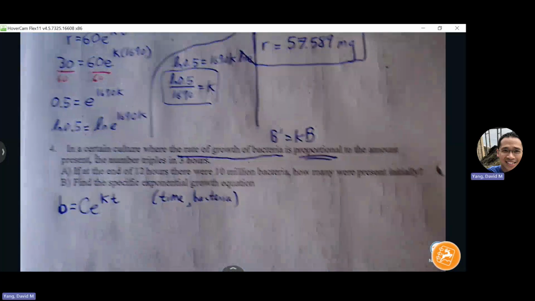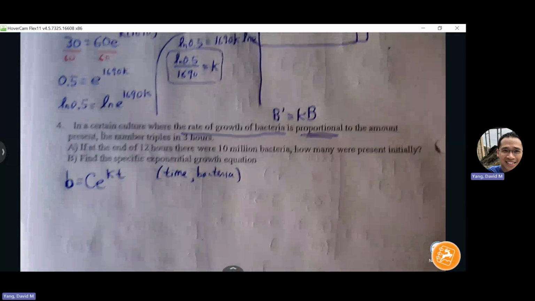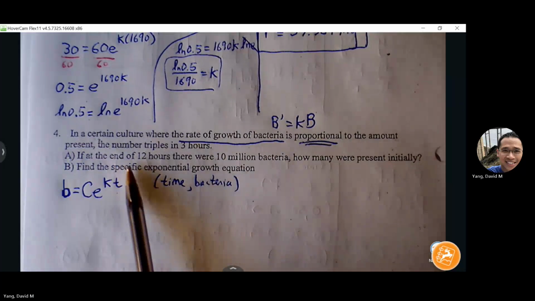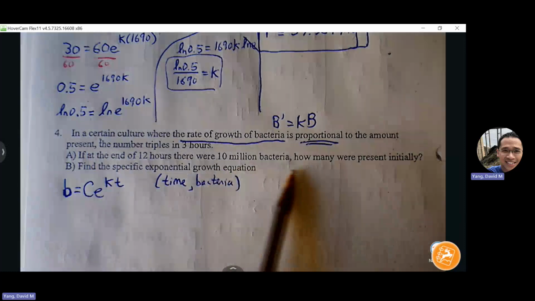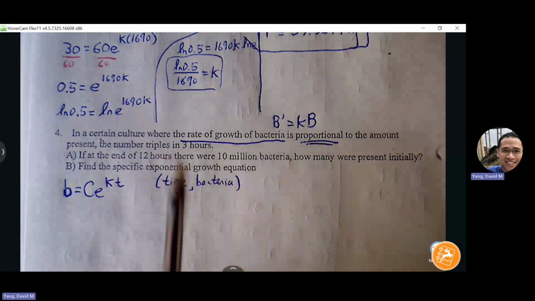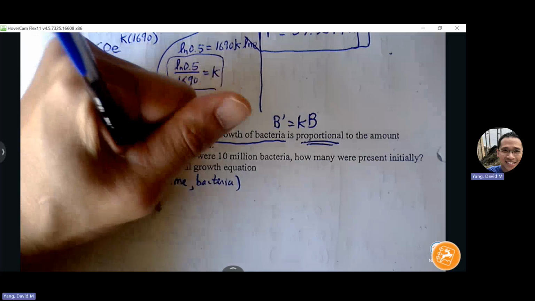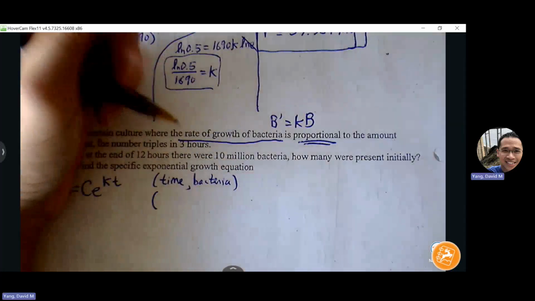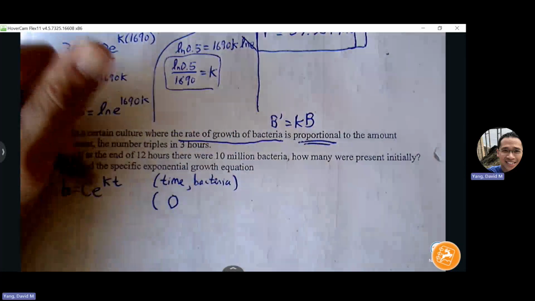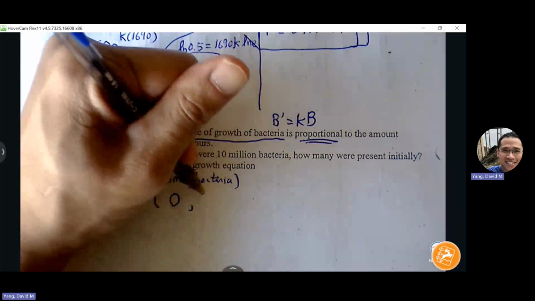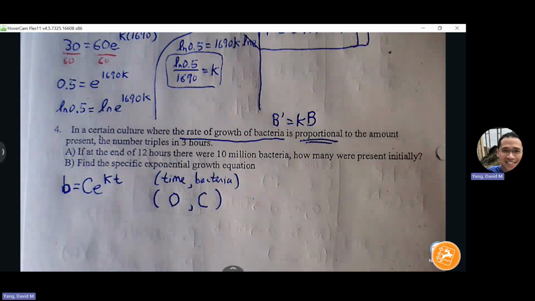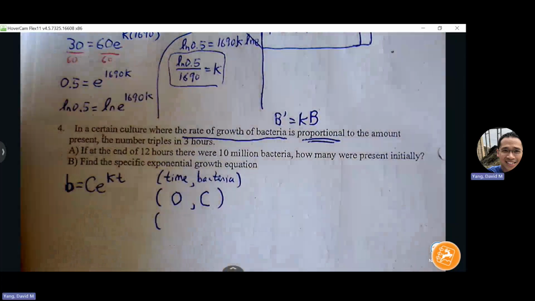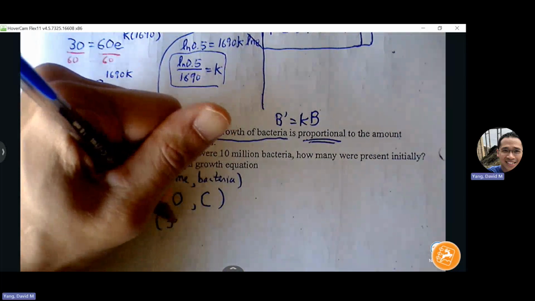Okay, I like to organize my information using ordered pairs here. So we have some initial amounts, right? And then that initial amount is going to triple in 3 hours. I don't know exactly what that amount is, but I do know that at time 0, I can let C represent my initial amount, right? So at time 0, there's some initial amount of bacteria. 3 hours later, what's going to happen to that number?